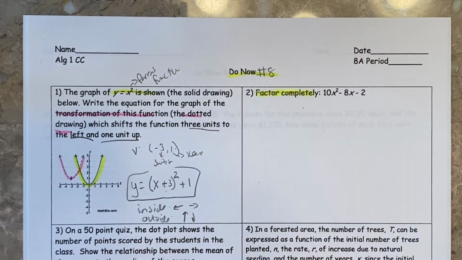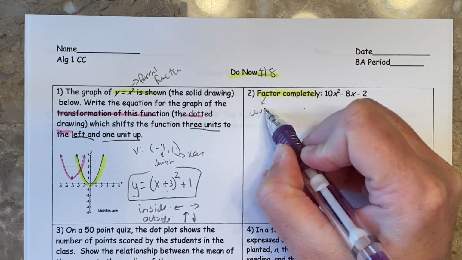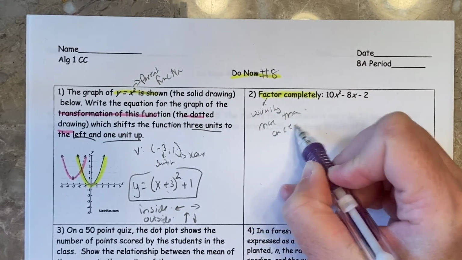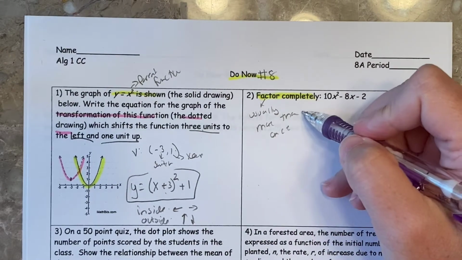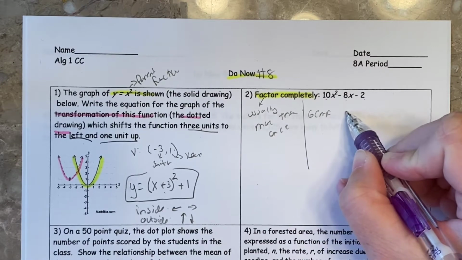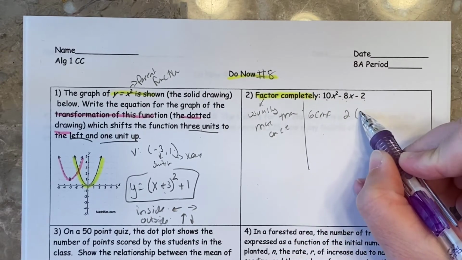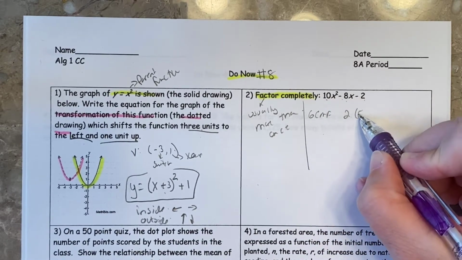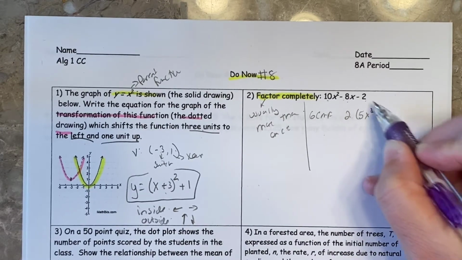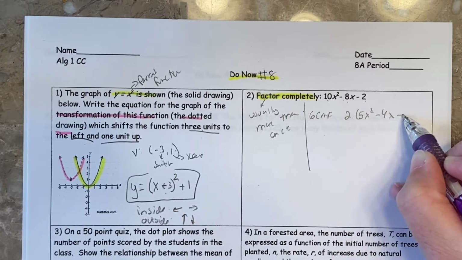All right, number 2, factor completely. So remember, factor completely means usually more than once. Okay, coming twice, 3 times, and usually we start with GCF. So let's look at these. Yep, there's a GCF, and the GCF is 2. So you're going to pull out a 2 from there. So 10x squared divided by 2 is 5x squared. -8x divided by 2 is -4x. -2 divided by 2 is -1.